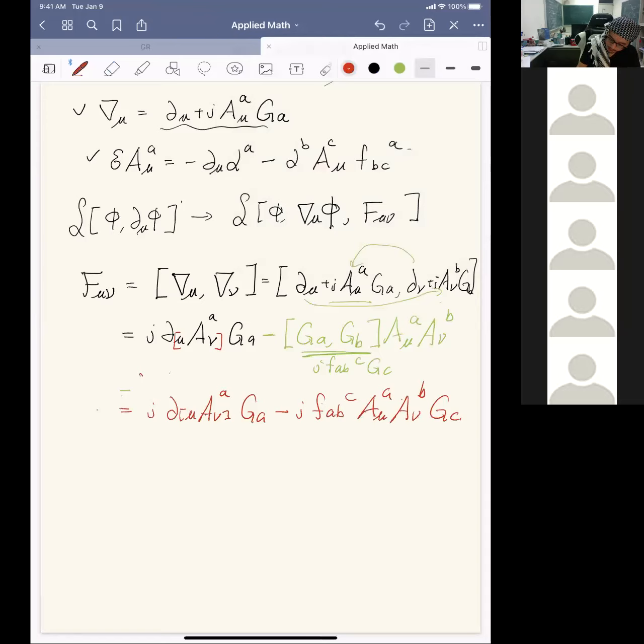Okay, so I can collect everything together. I can now write this as equal to I times a bracket, so I can pull everything outside. Let me call this GC outside. So this will be partial anti-symmetrized A nu C minus F ABC A mu A A nu B. So once again, this is my field strength. Usually we call this the field strength.